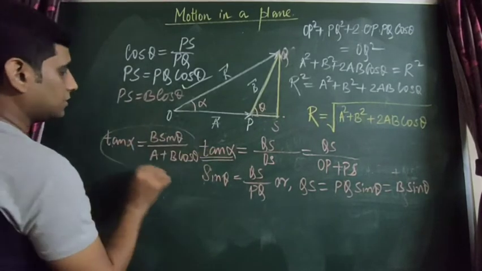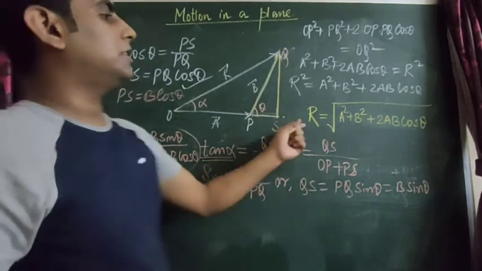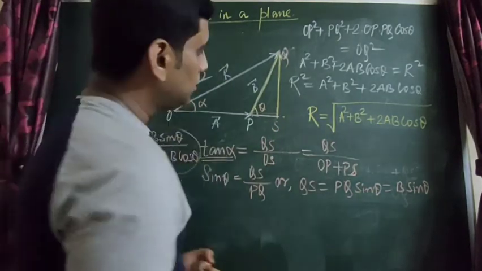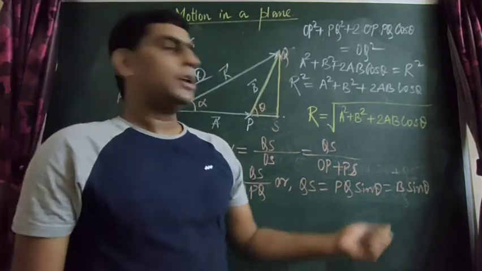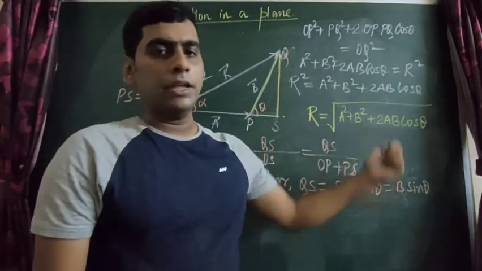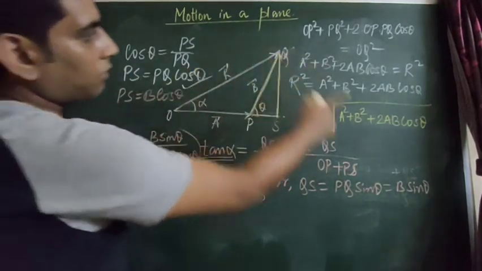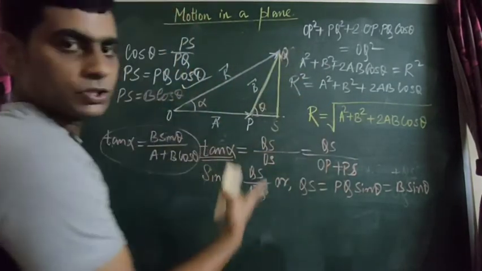So this gives the direction of the resultant and this gives the magnitude of the resultant. Now depending on the value of theta, the resultant may vary. I will show you in the next discussion. So this is the triangular law of addition of two vectors.